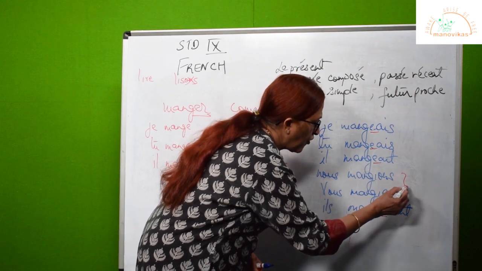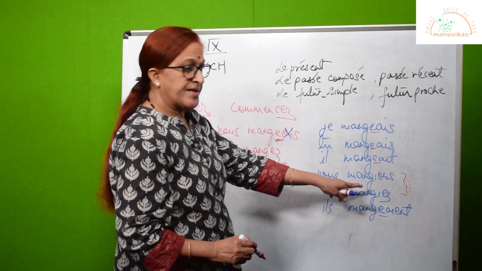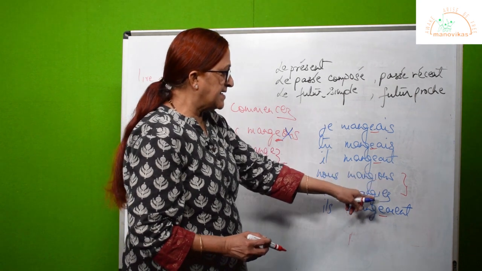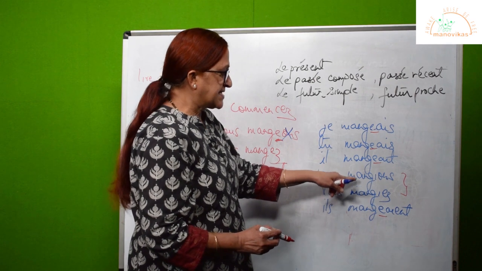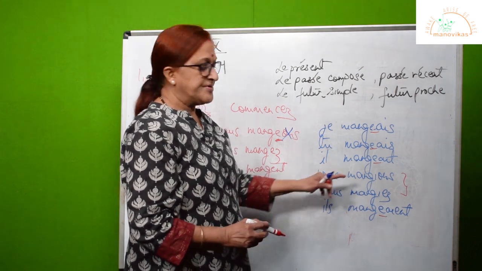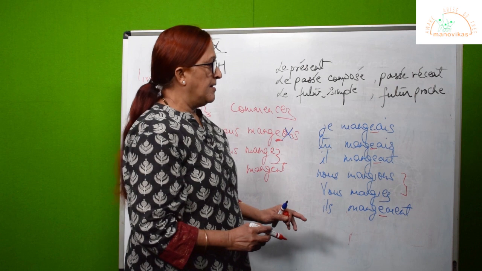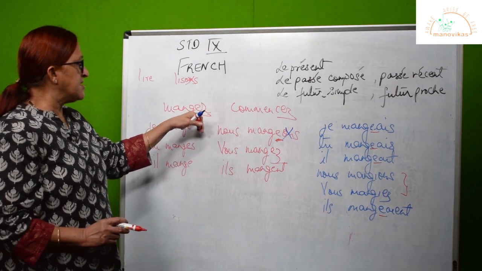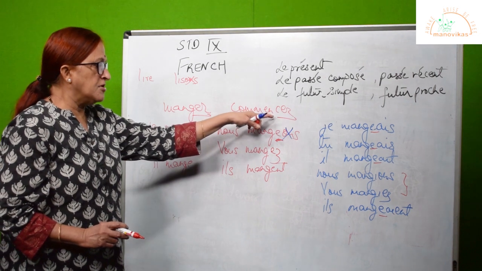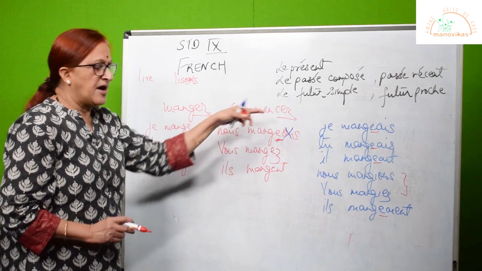In these two forms, there is no E. Your IONS and IEZ is added soon after G. So, this is the exception to the rule. Now, which is the other verb which you had learnt along with manger? You had learnt commencer. It's a CER verb.